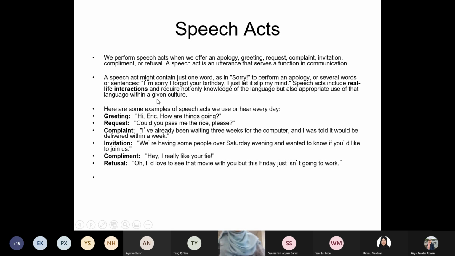I don't know why it's so noisy downstairs, but let me move a bit.